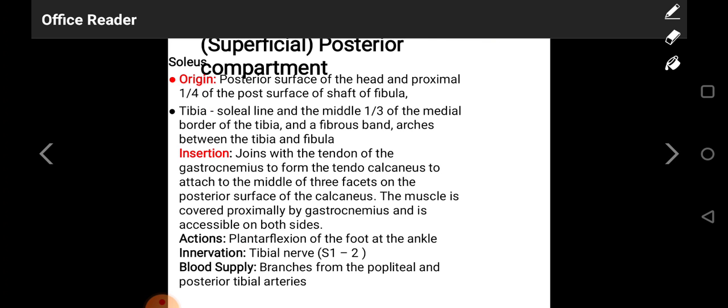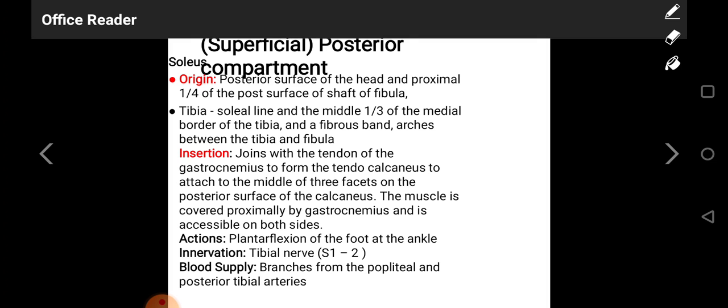Then the soleus. It arises from the posterior surface of the head and the proximal 1/4 of the posterior surface of the shaft of the fibula, and from the soleal line and middle 1/3 of the medial border of the tibia and the fibrous band which arches between the tibia and the fibula. Insertion: it joins with the tendon of the gastrocnemius to form the tendocalcaneus to attach to the middle of the three facets on the posterior surface of the calcaneus.